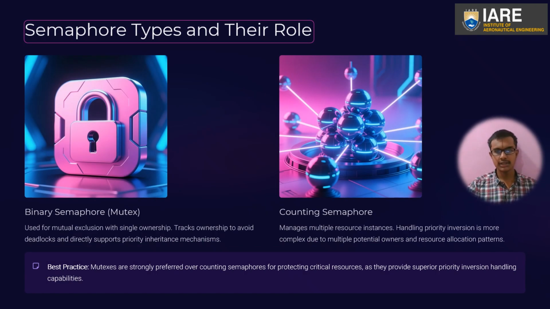Now let's discuss semaphore types and their role. There are two types of semaphores. Binary semaphore, also known as a mutex. It is used for mutual exclusion with single ownership. It tracks ownership to avoid deadlocks and directly supports priority inheritance mechanisms.